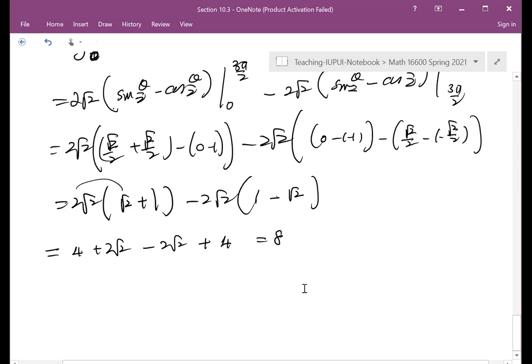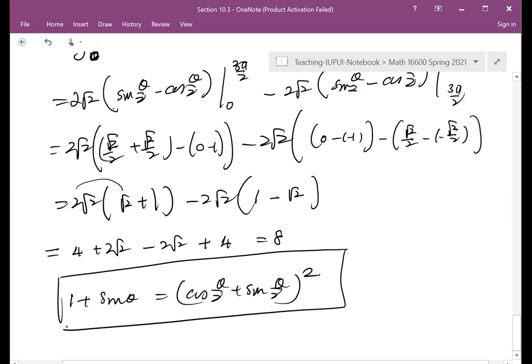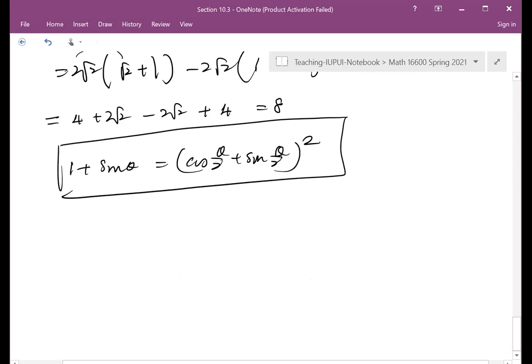Remember, the very important formula here is that 1 plus sine theta is going to be cosine half theta plus sine half of theta, squared. So when you see the integral of 1 plus sine theta, you need to use this identity. You can verify this identity.